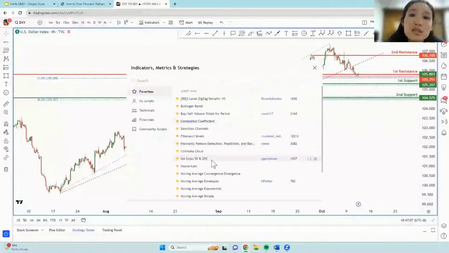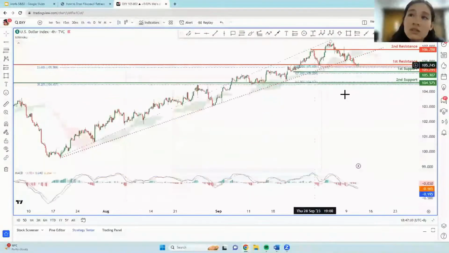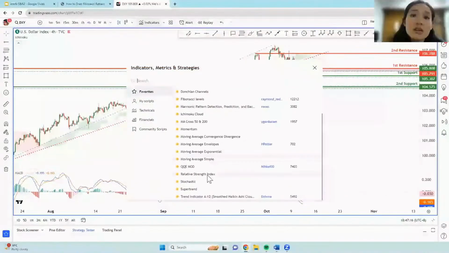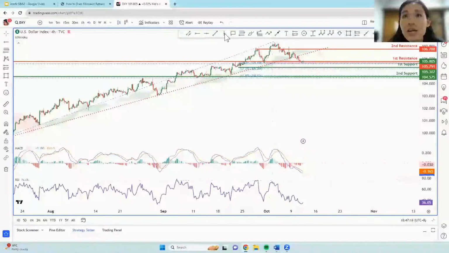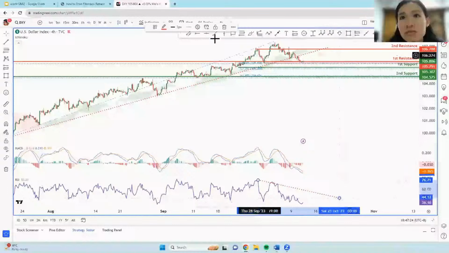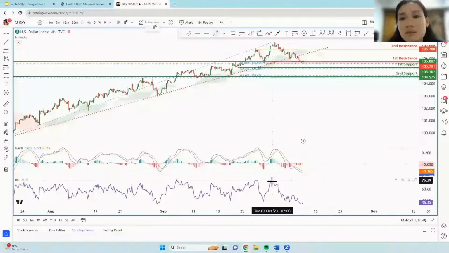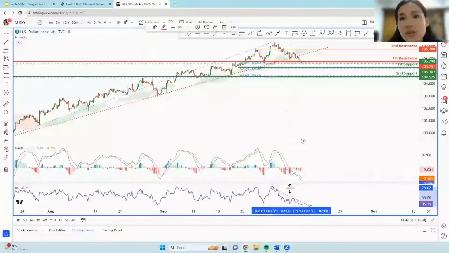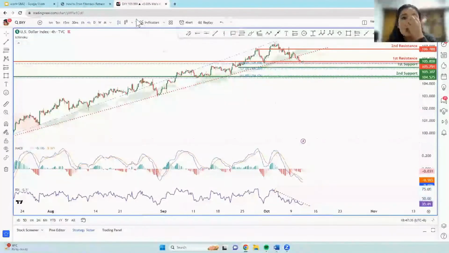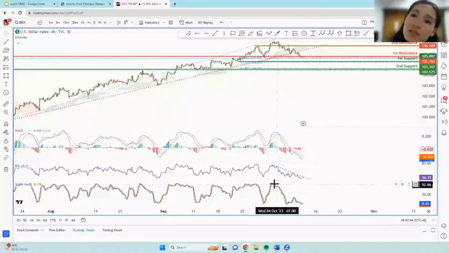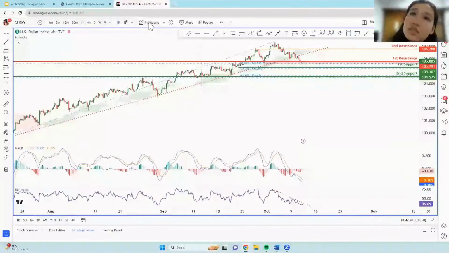Okay, now let's take a look at some indicators. Ichimoku is giving us bearish. MACD is also supporting our analysis. Let's look at RSI and see if we have a trend line. Okay, we do have a trend line on our RSI, so it supports our bearish signal as well. Stochastic isn't telling us much.